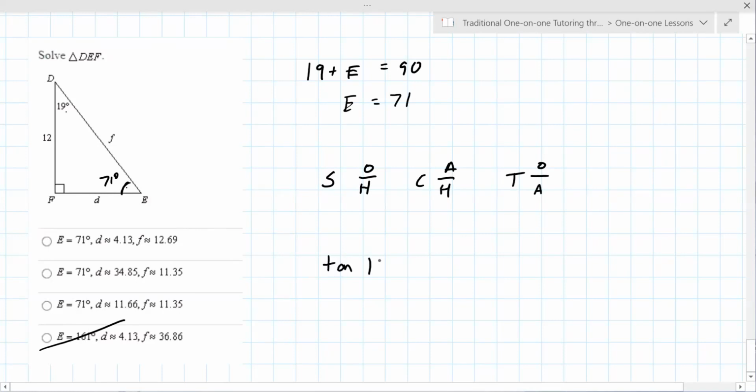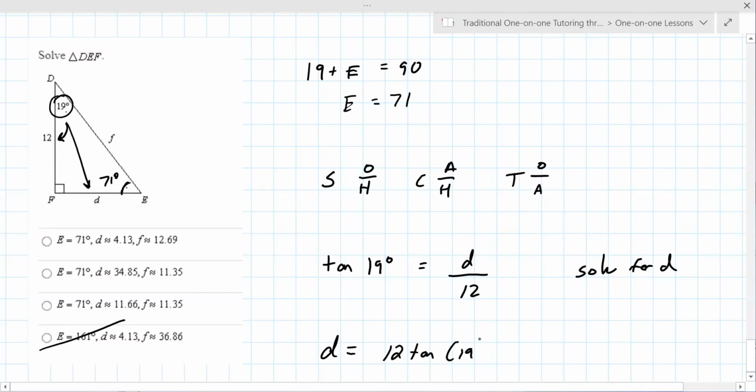But the tangent of 19 degrees, here's 19 up here. It's the opposite over the adjacent. Okay. Now we want to solve for d. D is 12 tangent 19.